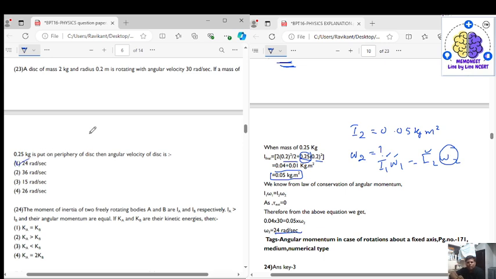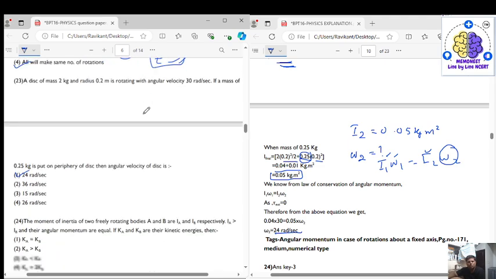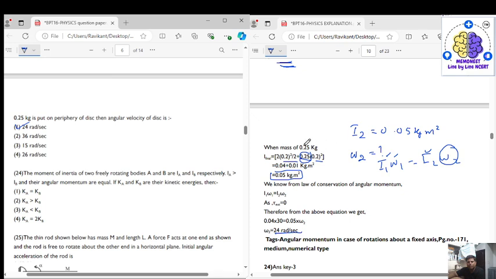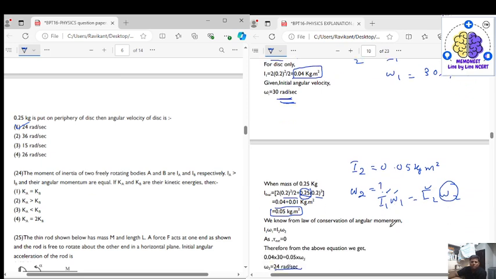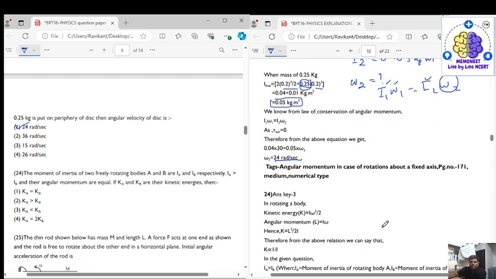So we first calculated the moment of inertia for the disk, and the angular velocity was given to us. Then we calculated the moment of inertia for the disk plus the additional external mass, and then we needed to calculate the angular velocity for that case. Using the concept of conservation of angular momentum, because the net torque acting on the body is equal to 0, that is I1 omega 1 is equal to I2 omega 2. Putting the values of I1, omega 1 and I2, we get omega 2 as 24 radian per second.